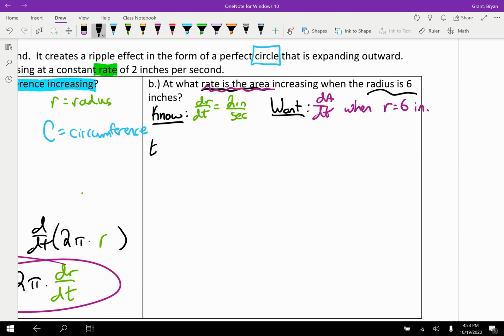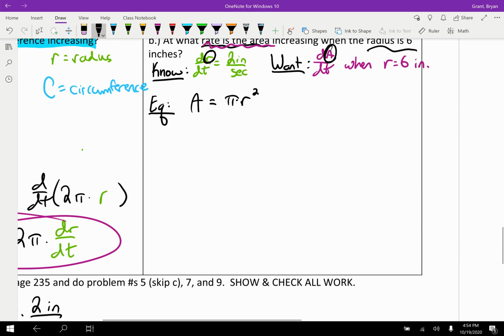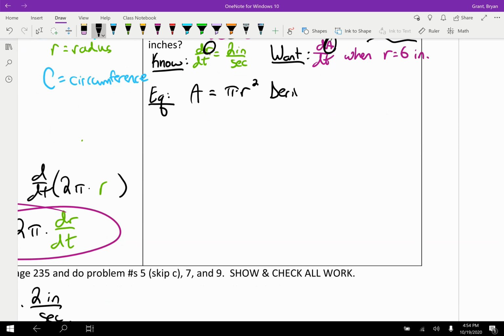On to our equation. Well, somehow we need to relate the radius of a circle to the area of a circle. And I bet you guys know this one. Pretty much everyone remembers that area equals pi times the radius squared, A equals pi r squared. Good so far? Let's move on to the derivative.